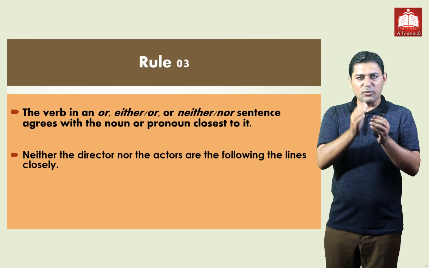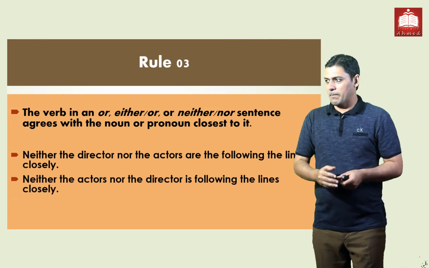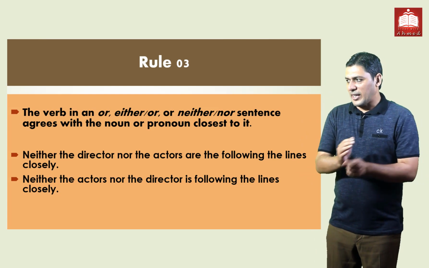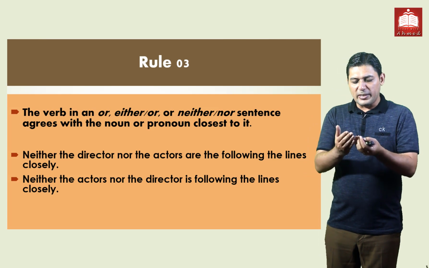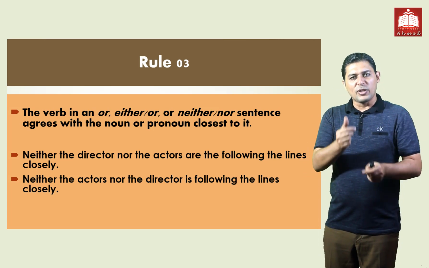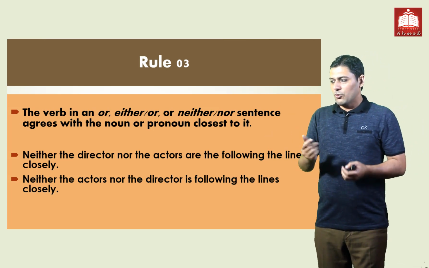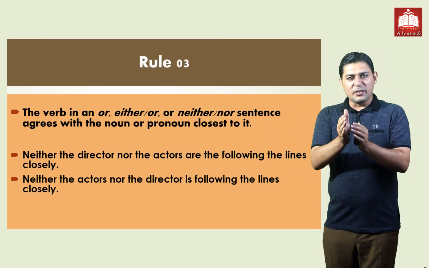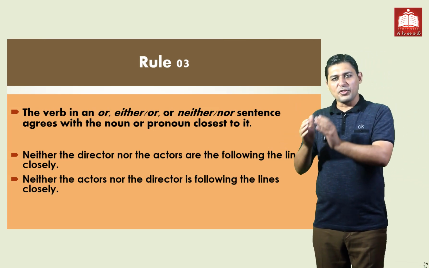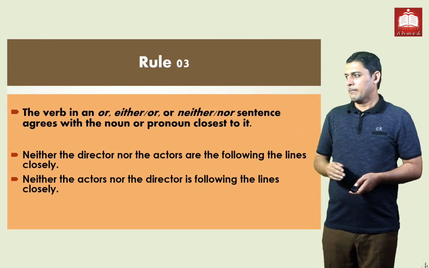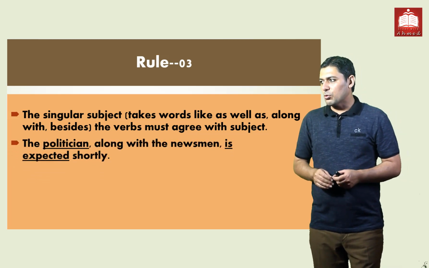So actors is not singular, it is plural. That is why we are using are. Let us change it: neither the actors nor the director. So we have two subjects. One is actors, number second we have director. So the last subject, director, is singular. So here we will use a singular verb. Clear this point? Point number 3 is, when we have neither nor, either or, in this situation we have two subjects, so the last subject is the one whose verb you have to look at. Rule number 3 we have discussed, and then rule number 4.